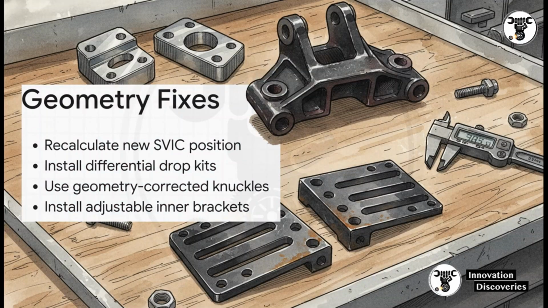Look, throwing stiffer and stiffer springs at it is not going to solve the math. The real setup adjustments have to restore those half shaft and control arm angles. First things first, you've always got to recalculate your new SVIC. From there, you can toss in a differential drop kit to lower the diff and level out those half shafts. Or you might install geometry-corrected knuckles to raise the outer pickup points, or use adjustable inner pivot brackets. The major takeaway here? Half-shaft angle corrections are absolutely mandatory if you want to restore your mechanical anti-squat.